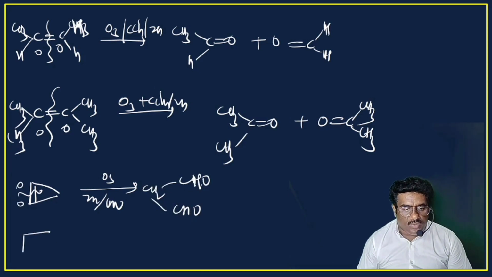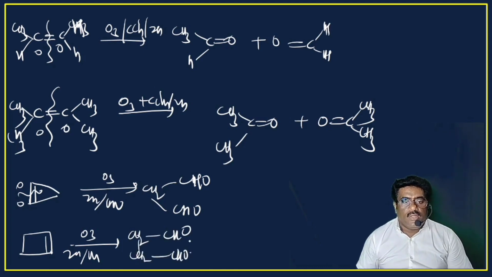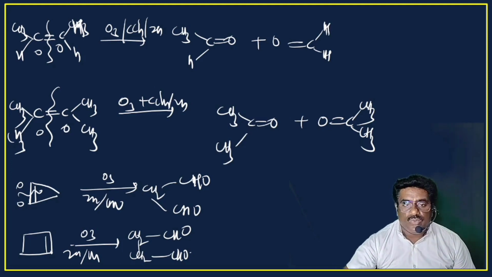Again, one more question: cyclobutene, ozone with zinc and water. It forms CH2CHO and CH2CHO. This is the way to write the product of ozonolysis for reductive ozonolysis. Now I am writing oxidative ozonolysis. Let's move on.